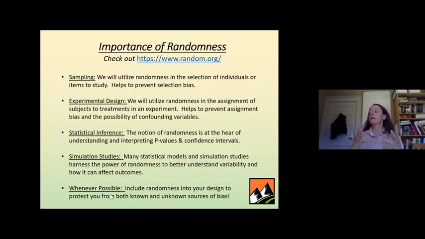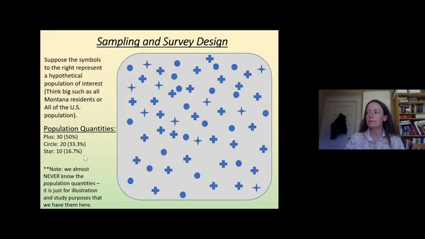So bottom line, and I can talk a lot more, there's a lot of examples of why it's so important to use randomization. But just bottom line, whenever possible, whether it's in a sampling plan or an observational study, you want to try and include randomness in your study to prevent sources of unknown bias. That's the bottom line. And we'll see some examples of this.